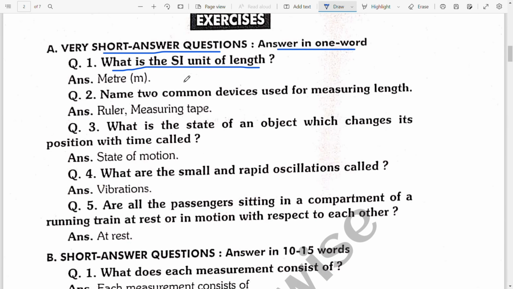बच्चे, in this question they are asking about the SI unit of length. We know that the SI unit of length is meter and denoted by m. Question number 2. Name two common device used for measuring length. हमको दो ऐसे कॉमन डिवाइस बताने हैं जिसको हम यूज करते हैं किसके लिए बच्चे? मेजरिंग लेंथ. इट इज रूलर एंड मेजरिंग टेप.